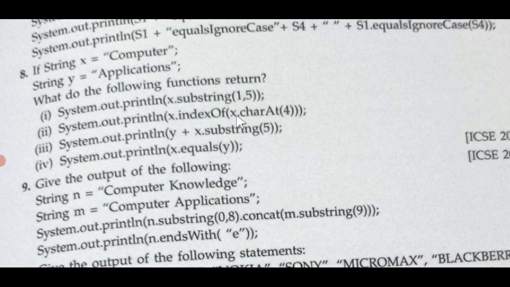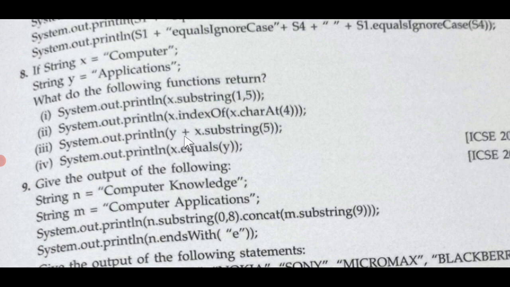And then x.indexOf(x.charAt(4)). First we have to look at the innermost thing, that is x.charAt(4). So charAt(4), 0 1 2 3 4, 4 is u. So a small letter u is returned here, and then x.indexOf(u). Definitely the first occurrence, only one occurrence is there of u, that will be 0 1 2 3 and 4. So 4 will be returned there.